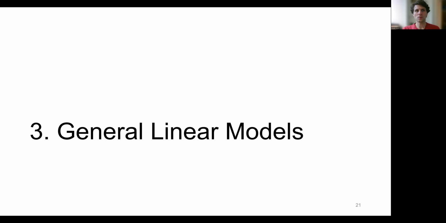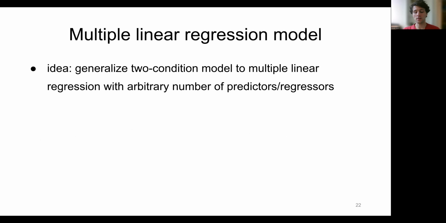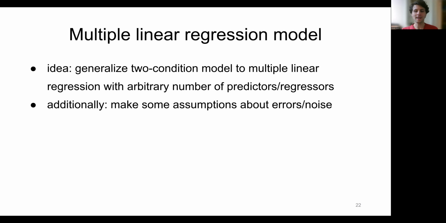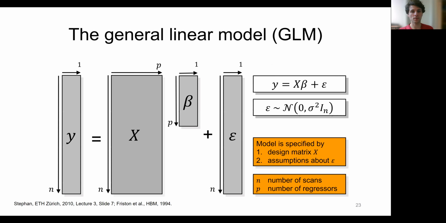So we have now introduced a very simple linear model for the present data set. And the question is, how can we generalize this to any context in which we might acquire task-based fMRI data? So the idea is to take the two-condition model, which we have specified here, and generalize it to multiple linear regression with an arbitrary number of predictor variables and an arbitrary number of experimental conditions, for example. Additionally, we will need to make some assumptions about the errors or the noise in the data, because otherwise we cannot make any statistical inference.